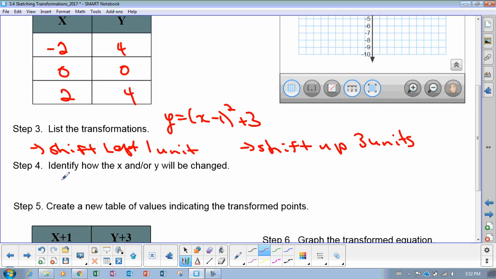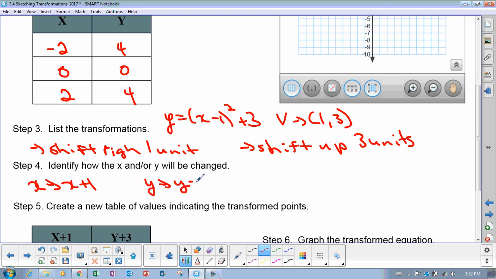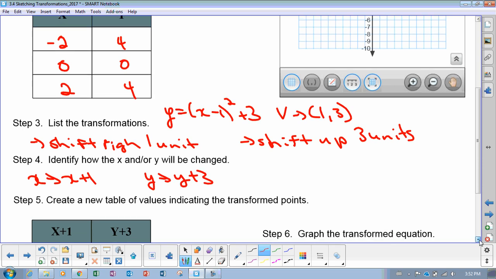So now we're going to say how our equation is going to change. If I'm moving, oops, I made a mistake up here. It's not going to be left, it's going to be right. That's because the vertex for this graph should be at 1 and 3. Okay, so if we're shifting right, x is going to become x plus 1. Every single x value that I started with needs to move to the right, so I get x plus 1. For the y, we're going to get y plus 3 because we're moving up 3 units.